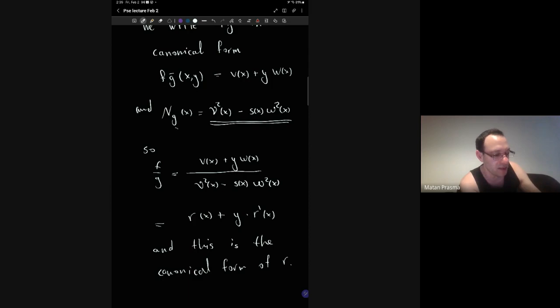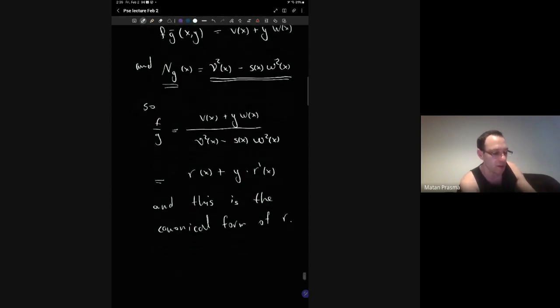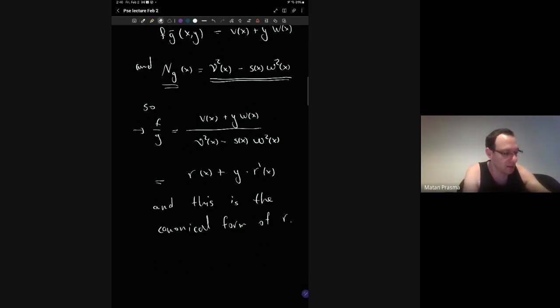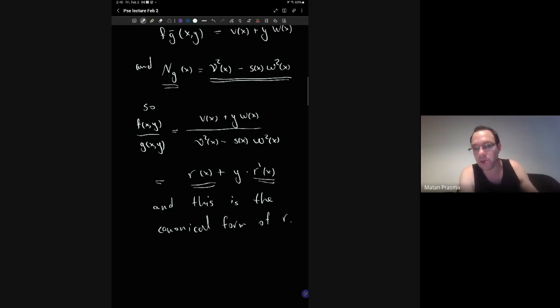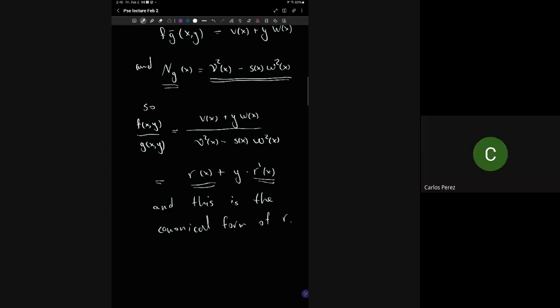Using this fact that the norm of G is a polynomial in one variable, I can turn a rational function f over G, to be more precise, f(x,y) divided by g(x,y), into a rational function only in x plus y times another rational function only in x. This is analogous to the canonical form of a polynomial on E. Okay? That makes sense. Thank you very much.